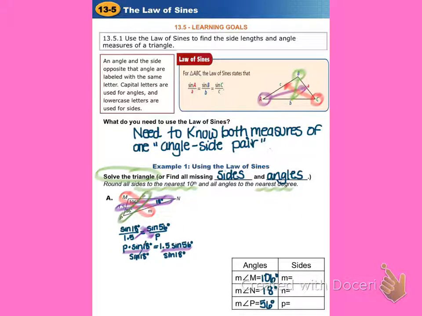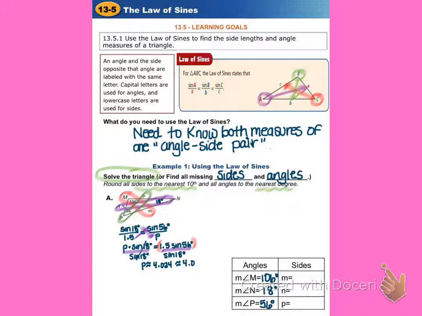So now I'm going to have to go to my calculator because I need to know what 1.5 times the sine of 56 degrees, all divided by the sine of 18 degrees, is. Just to be safe, it's probably a good idea to put parentheses around this part. So if you put 1.5 times the sine of 56 in parentheses, then divided by the sine of 18 degrees, this is what you should get: 4.024, which actually goes on forever, but it's approximately 4.0 because they ask us to round to the nearest tenth.